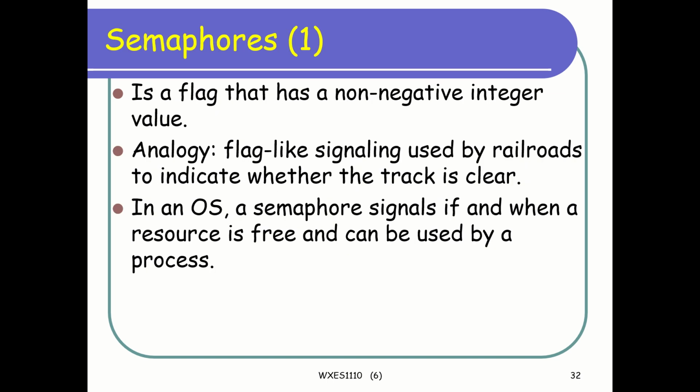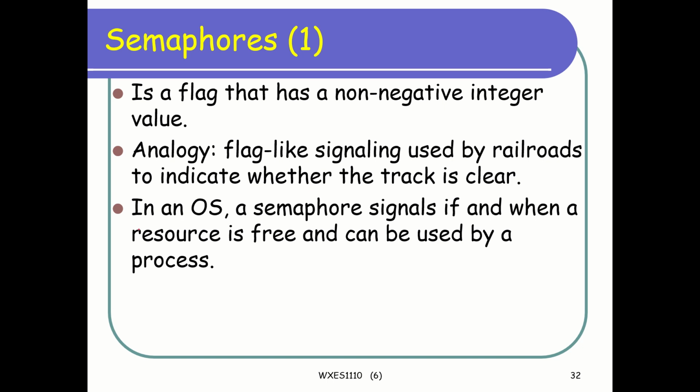And semaphores. A semaphore is just a flag that has a non-negative integer value. The analogy is flag-like signaling used by railroads to indicate whether the track is clear. In an OS, a semaphore signals if and when a resource is free and can be used by a process.